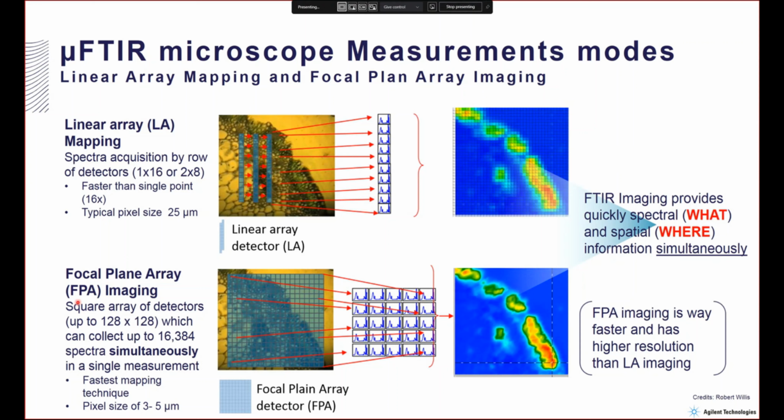So the best solution is, instead of a line of detectors, a focal plane array of detectors, basically a square made of detectors, which can collect up to several thousand infrared spectra simultaneously in a single measurement. This allows for faster mapping, and also a better pixel size, which we will briefly introduce when we go into the details of FTIR imaging or mapping. So this so-called focal plane array imaging is the best way to do fast mapping and high resolution mapping.